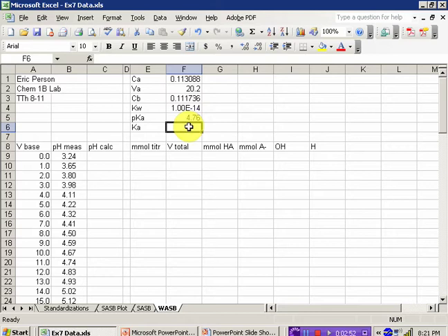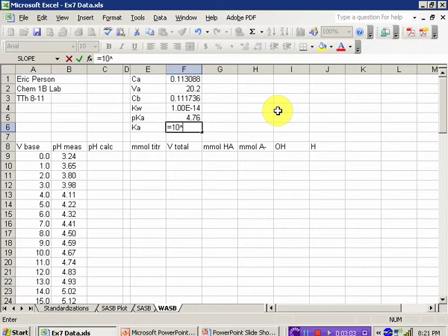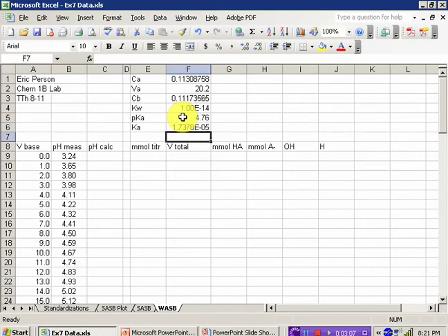And the Ka, I could type it in from a literature value, or I can just calculate it from the pKa. In this case is equal to 10 to the power, is that caret key over the number 6, shift 6, caret, minus pKa. And that gives me my Ka value. And those are the constants I'm going to need to do these calculations.